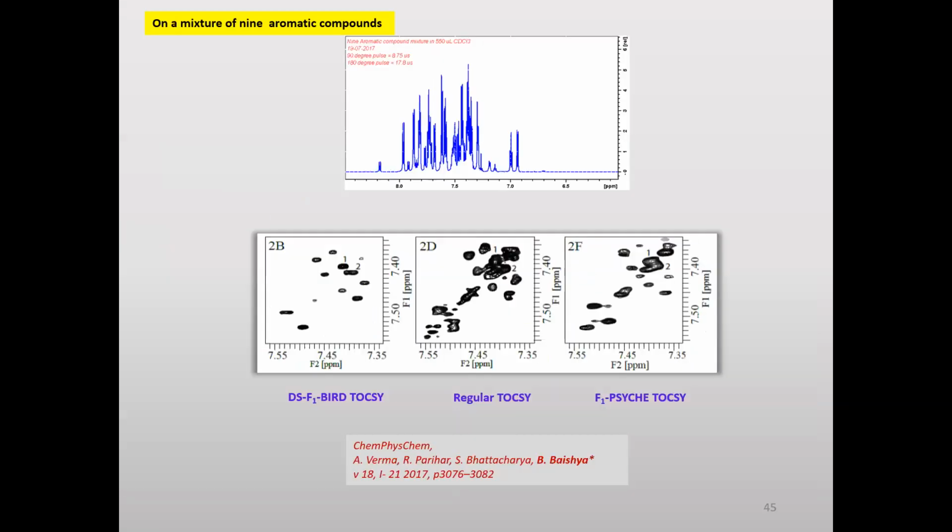Here I am showing you the comparison of all the three techniques: the diagonal suppressed F1 BIRD TOCSY, in the middle the regular TOCSY, and at the end the F1 cytotoxic spectrum.